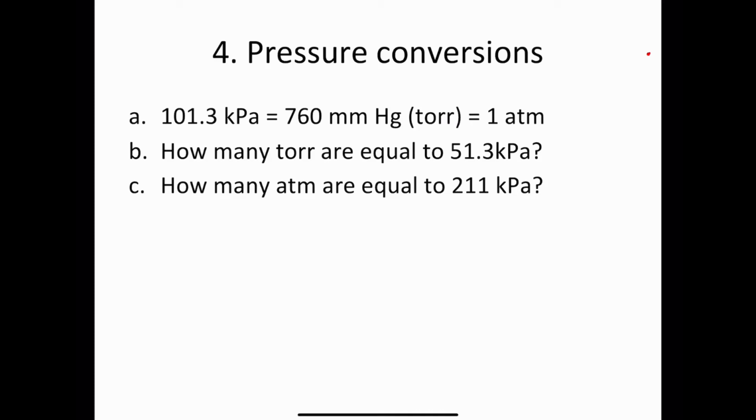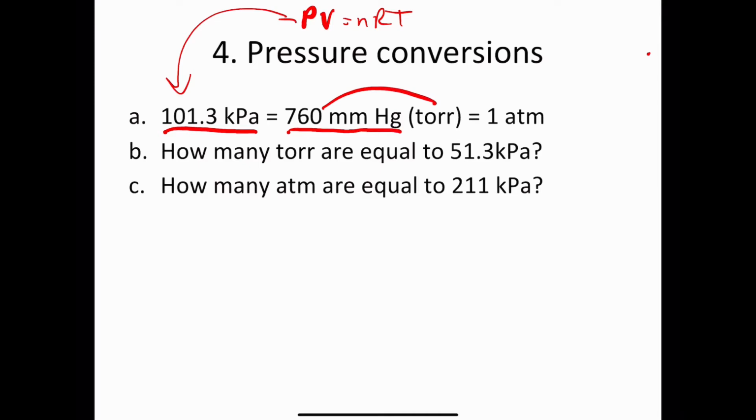Next thing we're going to talk about is pressure conversions. So we've seen PV equals nRT, and pressure can be in a few different units. For example, one can be 101.3 kPa, another 760 millimeters of mercury, also torr, so it's 760 torr as well, or it could be 1 atm. All right.